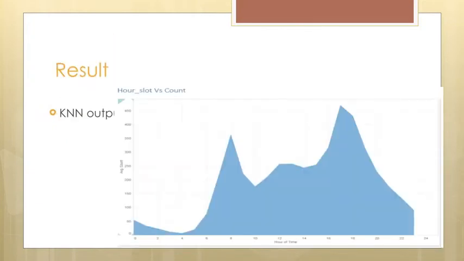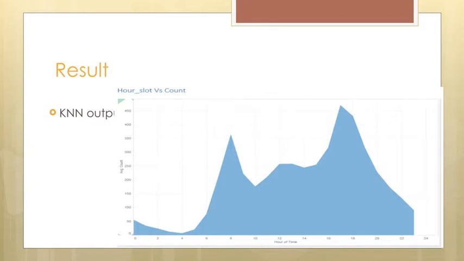In this slide, I have done a plot of the output of the KNN against the time. We can clearly see that during hours like 8 a.m. in the morning and around 5 and 6 p.m. in the evening, the demand for the bike is the maximum, and during the afternoon hours it is moderate. And then before 6 a.m. and after around midnight, the bike demand goes down.